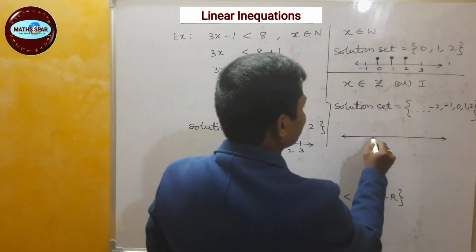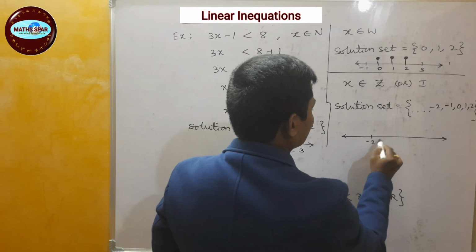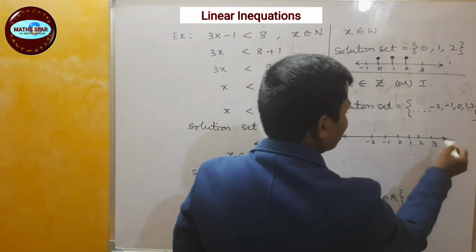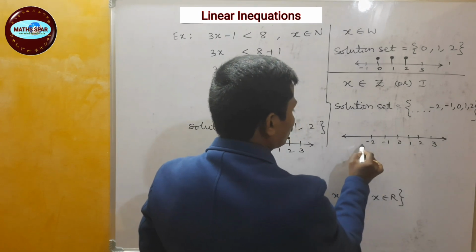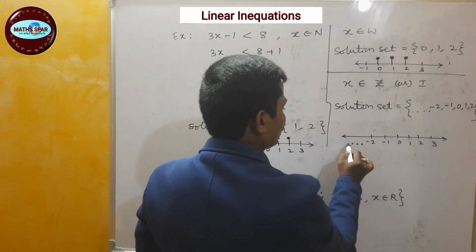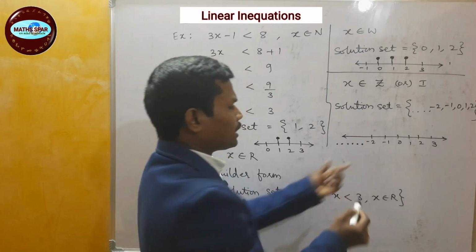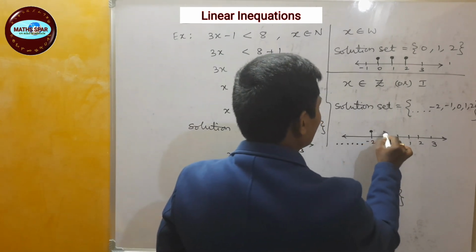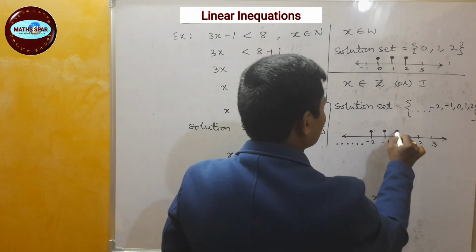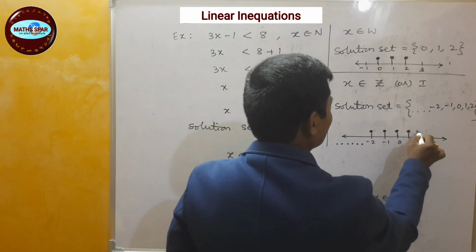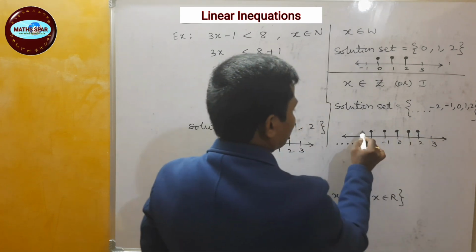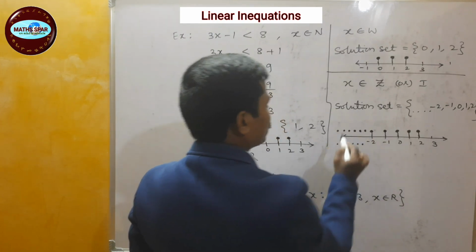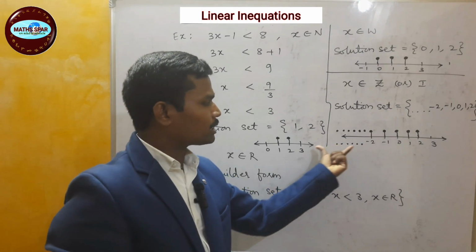Then infinity, how do you show this infinity? -2, -1, 0, 1, 2, 3. Here it is ending, but here you will put dot, dot, dot to represent that the numbers still exist here, and here -2, -1, 0, 1, 2, then dot, dot, dot. This indicates that the solution is still existing here.